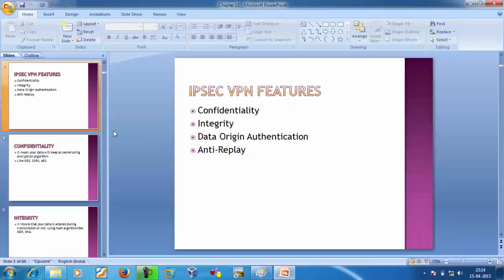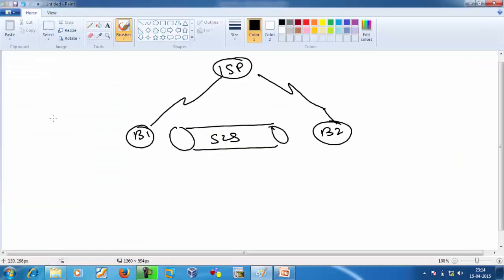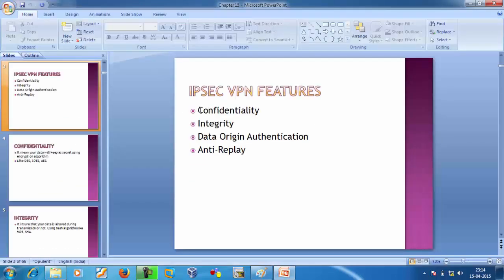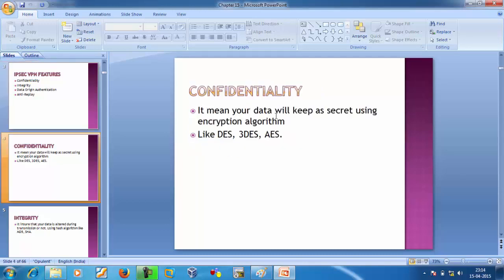So we can talk about the features. First, we can use the PPT. It will give confidentiality, second feature integrity, third one data origin authentication, and fourth one is anti-replay. Now we want to know what is confidentiality.